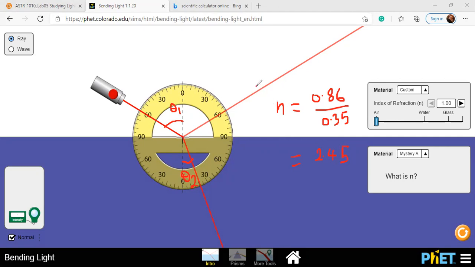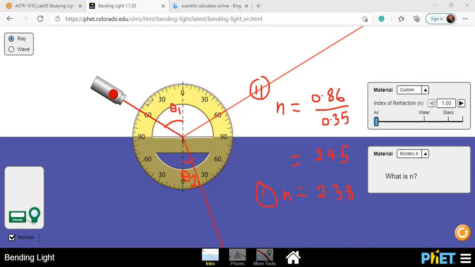This is from the second calculation. Remember, from the first calculation I got a value of n which is 2.38. You have to do four calculations. I'm just showing you two. You can just change the value of theta 1, and then theta 2 will automatically change. Suppose you can take 20 degrees or 30 degrees, then 40 degrees and 50 degrees, whatever you like.